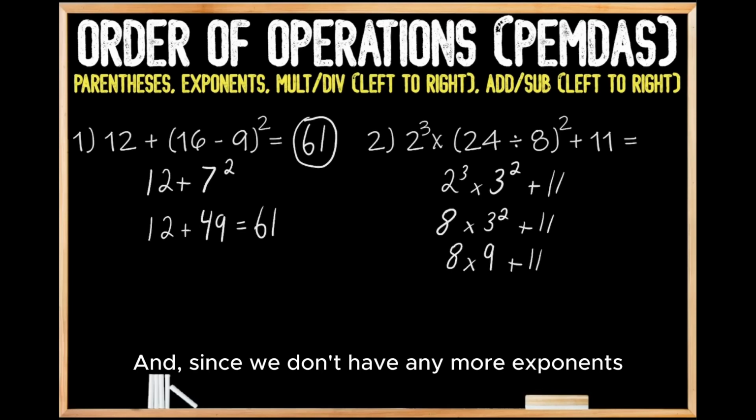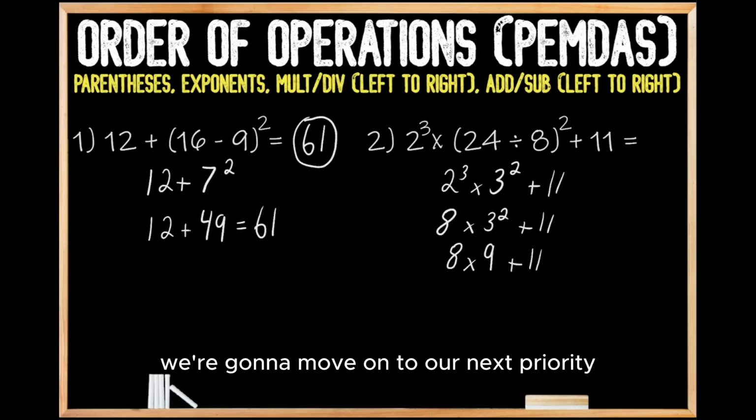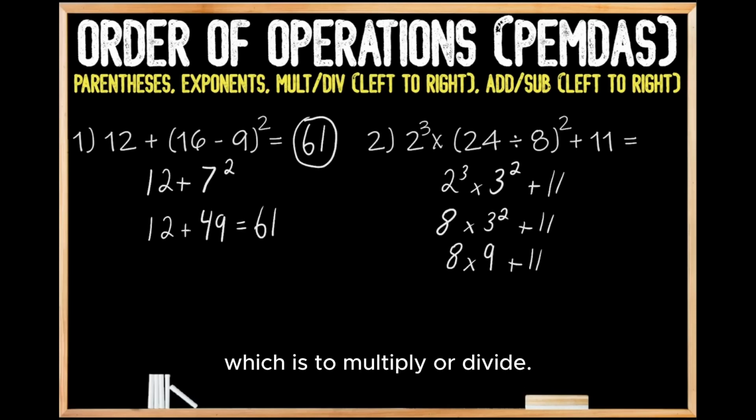And since we don't have any more exponents, we're going to move on to our next priority, which is to multiply or divide. And since we have multiplication here, that's where we're going to start. So we have 8 times 9, which we know gives us 72. So we're going to write our 72 down below, and then we're going to bring down the rest of this problem, which is just plus 11.